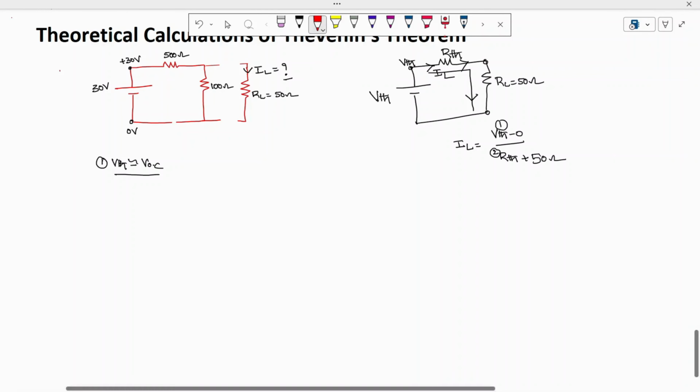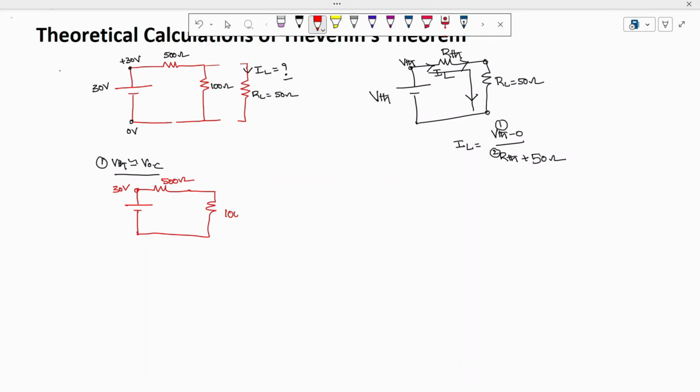Whenever you remove the load resistor, here you can see this will be acting like a 30 volt source, and this will be a 500 ohm resistor, and this will be a 100 ohm resistor. When you make it open circuit, in this open circuited branch we have to find the open circuit voltage, where this voltage is called the open circuit voltage.